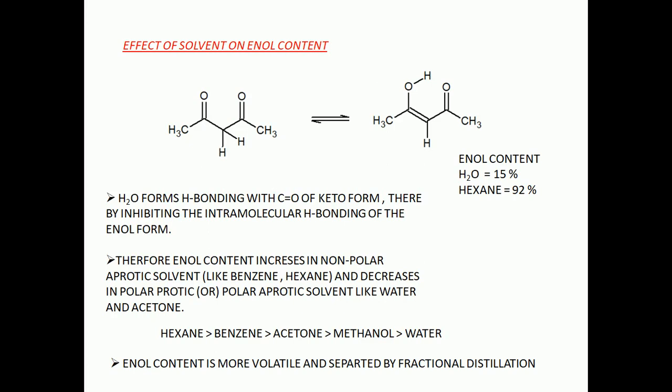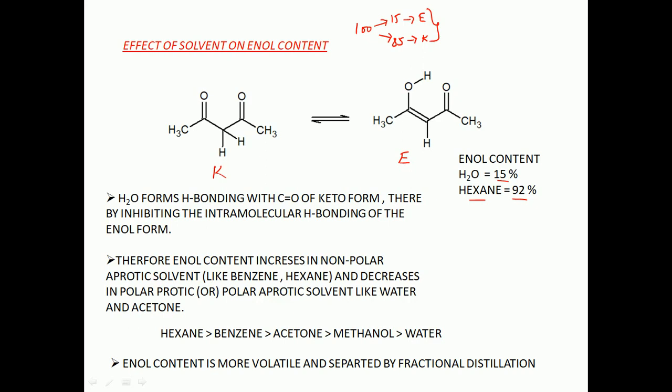So now here again I'm repeating this. This is the keto form, this is the enol form. This enol form, if it is present in water, you're having 15%. If you are taking hexane as a solvent, you're having 92%. So what that means, suppose I take 100 molecules, 15 molecules will be in enol form and 85 molecules will be in keto form.